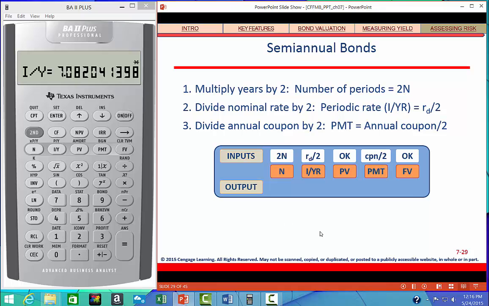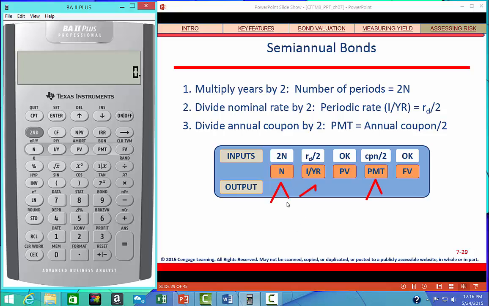And now we get to semi-annual bonds. So far we've just talked about annual bonds and we haven't had to make any adjustments in the calculator. So here's the rule. Whenever you have a semi-annual bond, or if it was quarterly, you would put a 4 wherever you see a 2. But for semi-annual, we're using a 2. You have to adjust N, I, and the coupon payment.